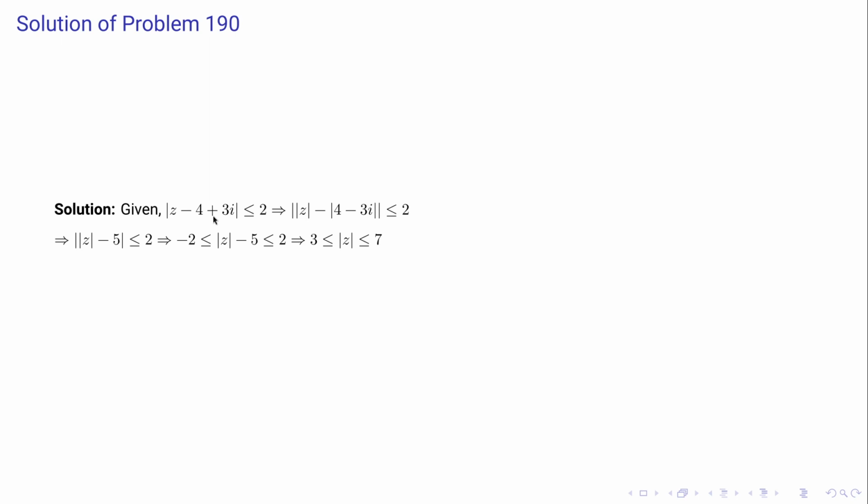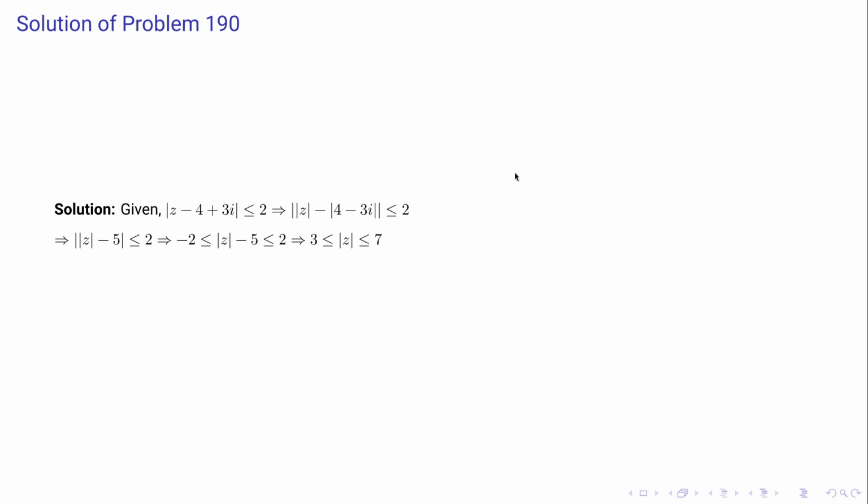So this gives us 5. Mod of this would be 5. So you see how the calculation is done. This value, that is mod of z minus 4 plus 3i, is less than or equal to mod of z minus 4 minus 3i. Now this is equal to mod z minus 5. Mod of that is less than 2. So we take out the outer mod and this value becomes -2 is less than or equal to mod z minus 5 is less than 2. So the value of mod z will lie between 3 and 7.